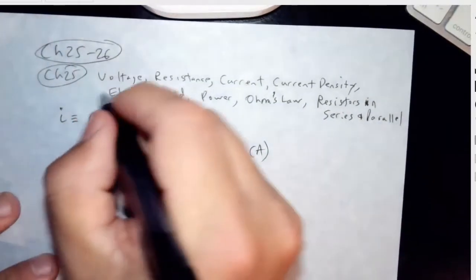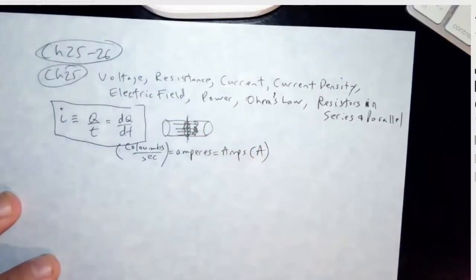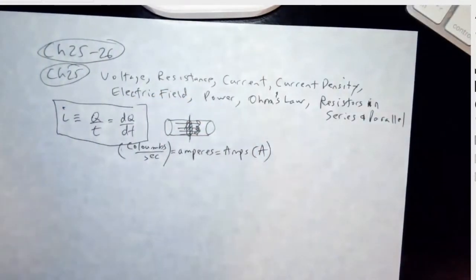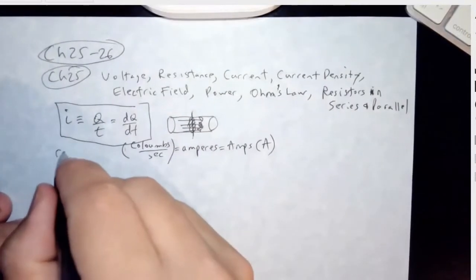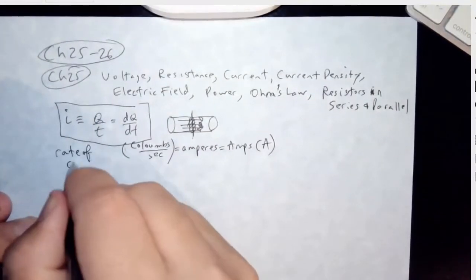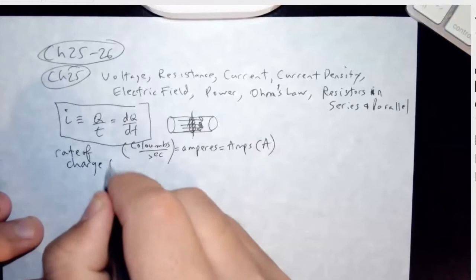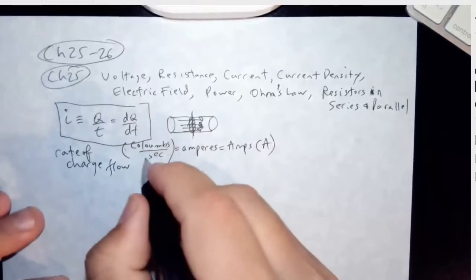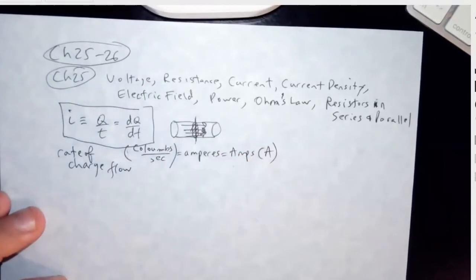Okay, so that's the definition of current. So it's coulombs per second. So rate of charge flow, let's put it that way. Rate of charge flow through a certain spot.